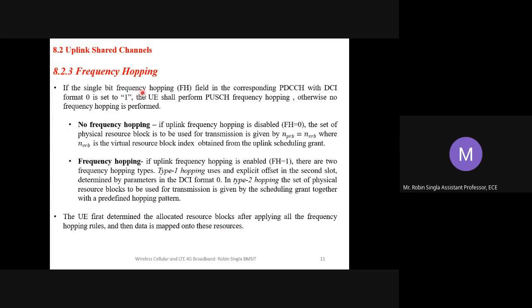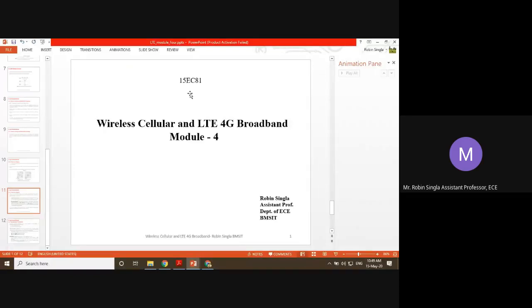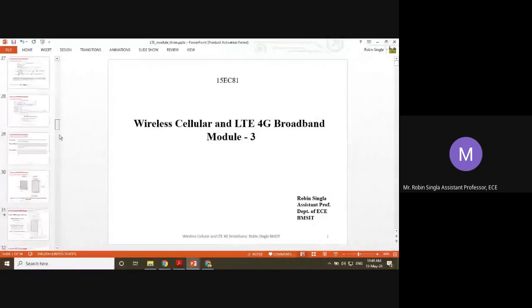If the single-bit frequency hopping FH field in the corresponding PDCCH with DCI format 0 is set to 1, the UE shall perform PUSCH frequency hopping. I will show you where this frequency hopping field is in module 3.